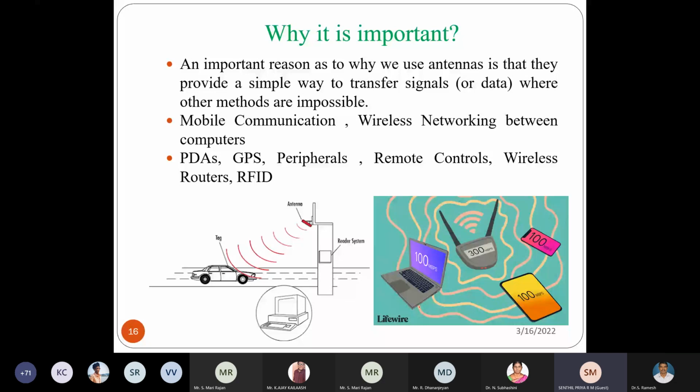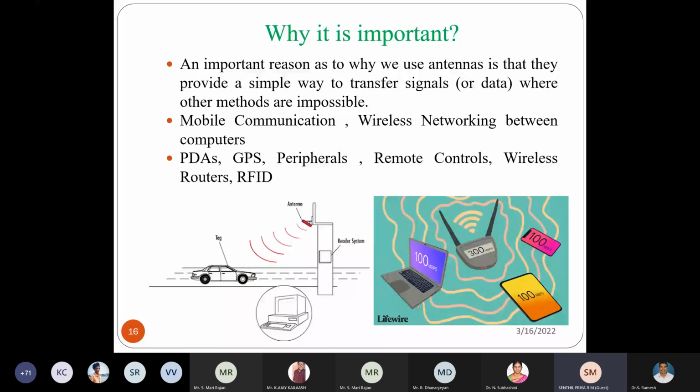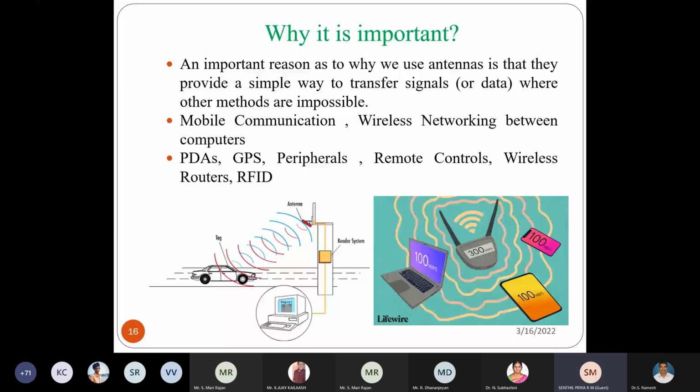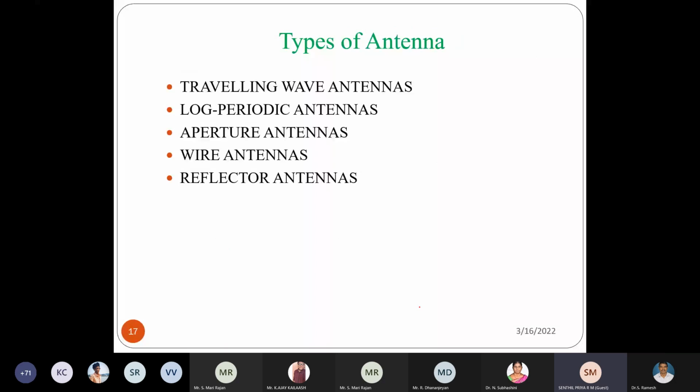Here you can see some laptops. Using that, we can go for routers, connecting the internet to mobile phones as well as laptops. Again, a few types of antenna I have given here: traveling wave antennas, log periodic antennas, aperture antennas, wire antennas, and reflector antennas. Without an antenna, we cannot take any signal or transmit anything in a wireless system, and there are a lot of wireless implementations.